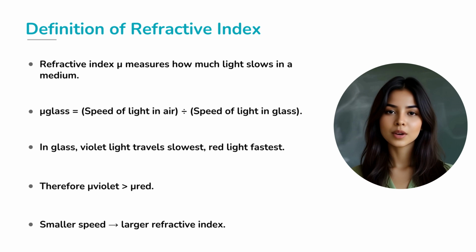In glass, violet light moves the slowest, while red light zips through fastest. And since a lower speed means a higher refractive index, we get mu violet greater than mu red. So, in the race of colors inside glass, violet drags its feet and red sprints ahead.